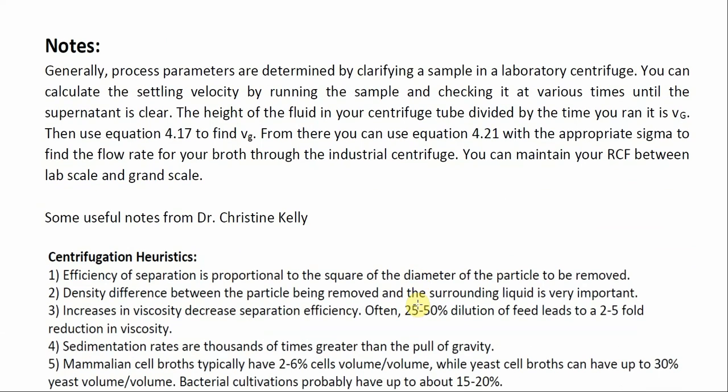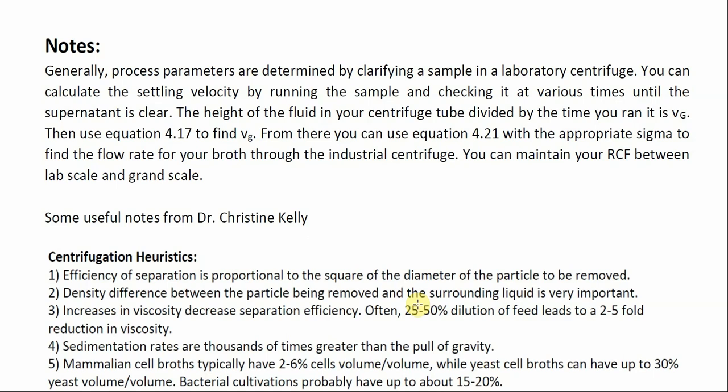Okay, a few notes. Generally, process parameters are determined by clarifying a sample in a laboratory centrifuge. You can calculate the settling velocity by running the sample and checking it at various times until the supernatant is clear. You can just pull it out and see whether it's clear or whether it's still kind of cloudy. The height of the fluid in your centrifuge tube divided by the time you ran it is your settling velocity under the centrifugal acceleration. So that's your settling velocity in your centrifuge.